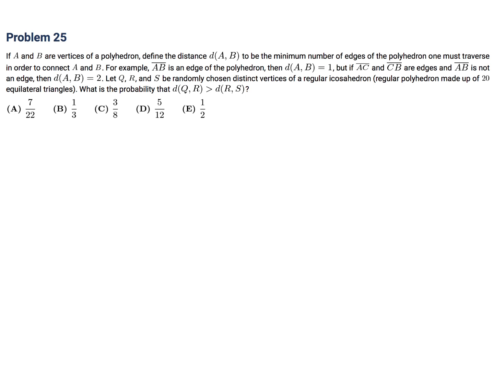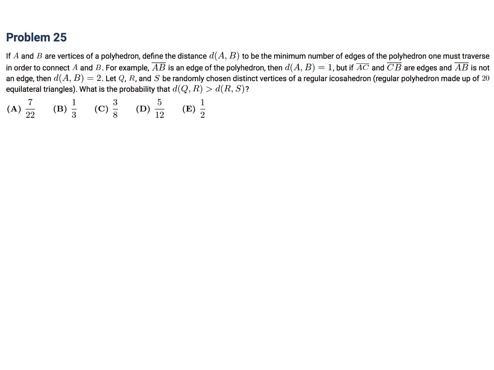If Q, R, and S are randomly chosen distinct vertices of a regular icosahedron, a regular polyhedron made up of 20 equilateral triangles, what is the probability that DQR is greater than DSR? Well, I don't know what that looks like.